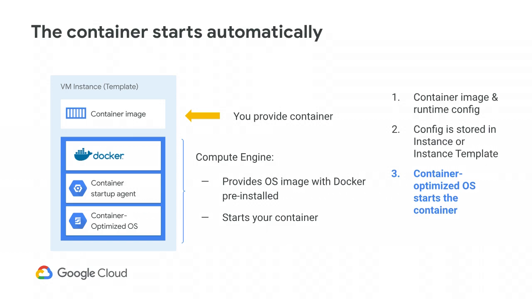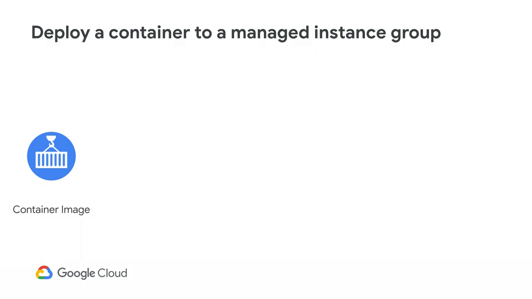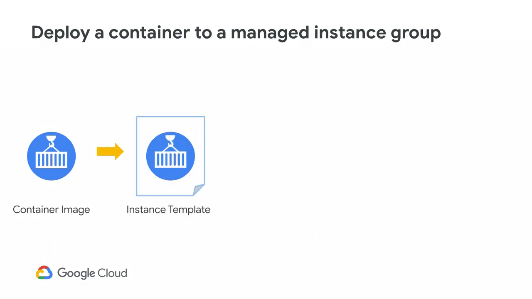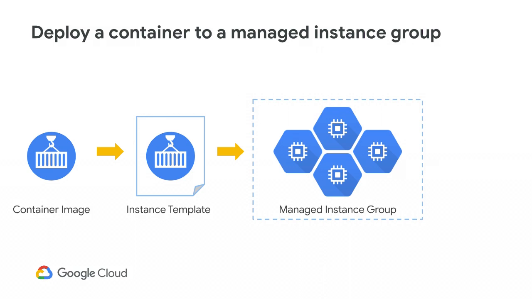So if one machine is not enough, you can also deploy your application to multiple machines in a managed instance group. The way you do it is that you create an instance template in exactly the same way as for a virtual machine. The instance template is like a recipe for creating a machine that the managed instance group uses to create your VMs. And if your application is load balanced, you can add your instance group as a backend service to a load balancer. That's it. So let's see how it works.